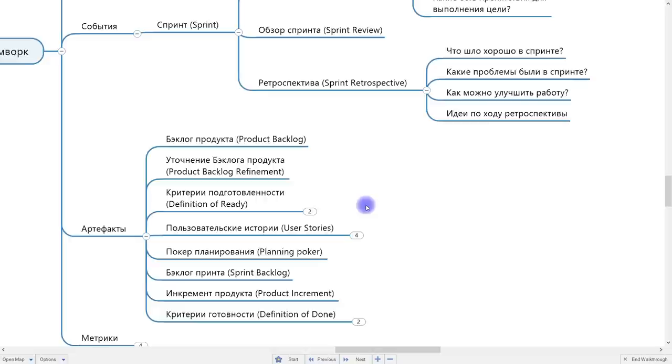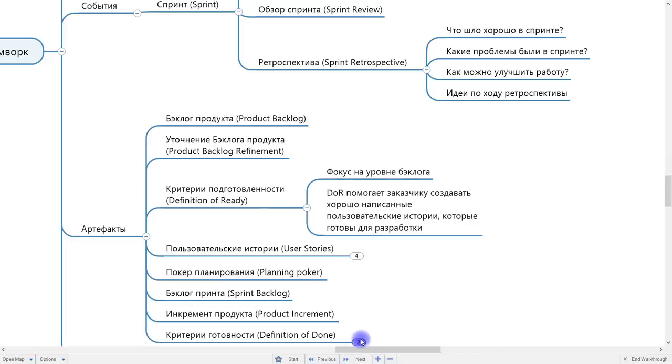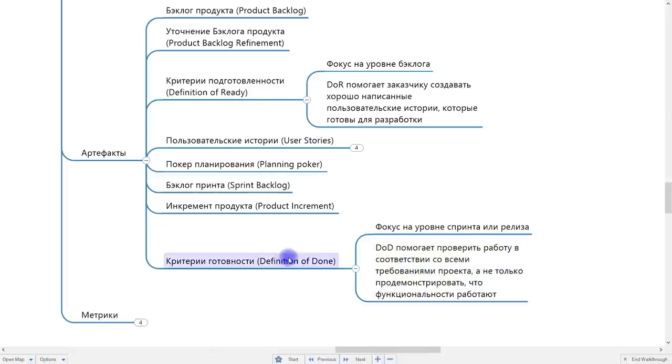There are also aspects such as definition of ready and definition of done. How are they different? Because sometimes the question arises, we hear the definition of ready and the definition of done. And in the Russian translation, you can find just criteria of readiness for both, and we do not understand at all what this refers to. Let's take a moment to compare what the two are.